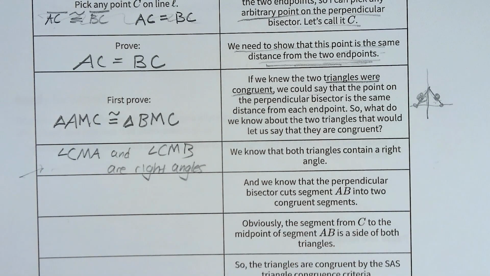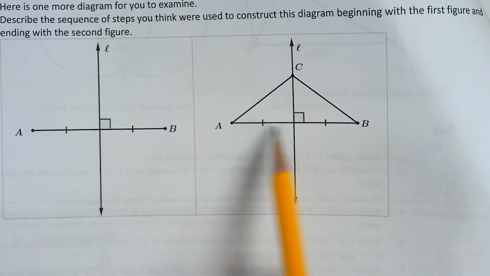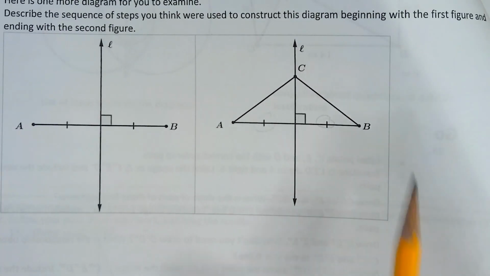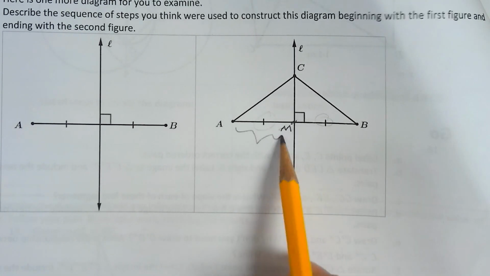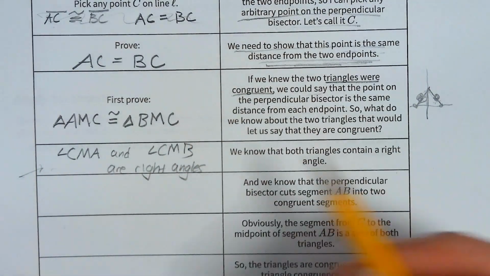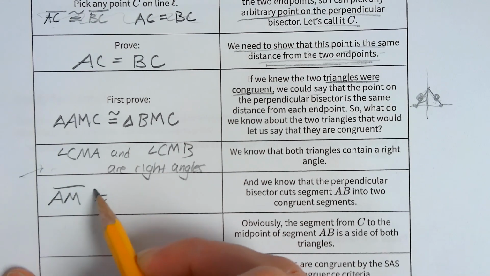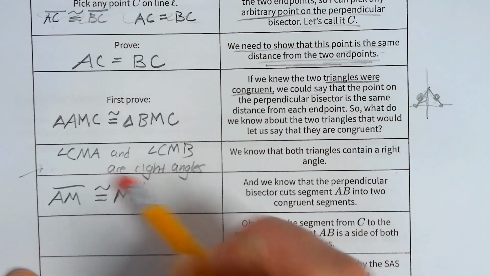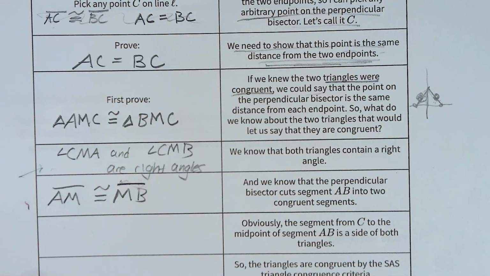But we also know that the big segment AB has been cut in half by the midpoint and the perpendicular bisector. So AM and BM, or MB, are congruent. They're the same length. Two congruent segments. So AM segment is congruent to MB segment. Oops, that's the wrong hat. I should have said BM. Regrets.